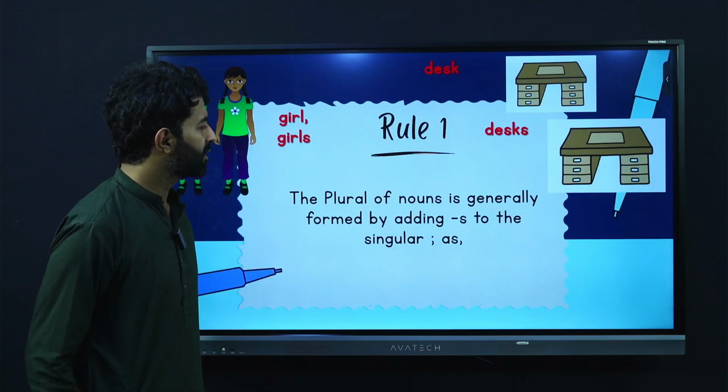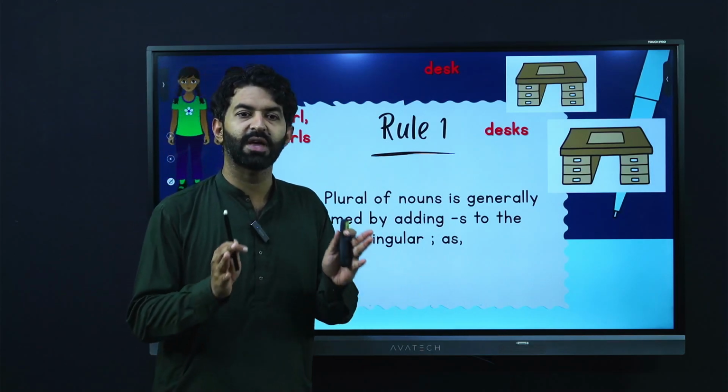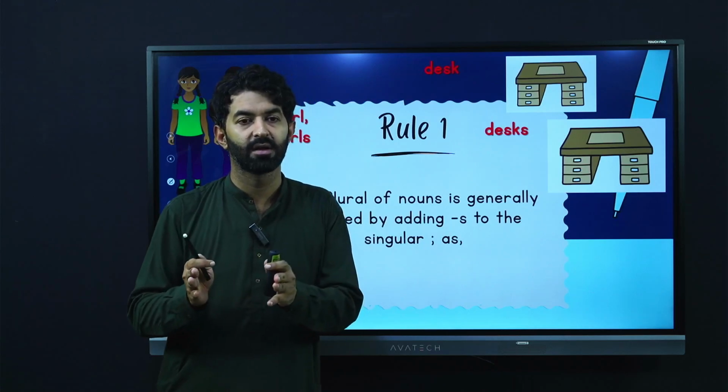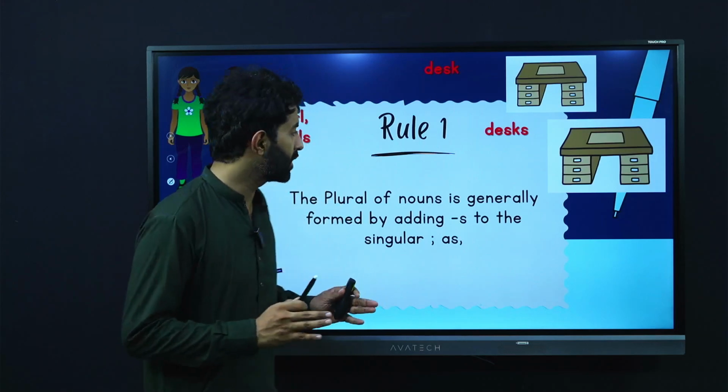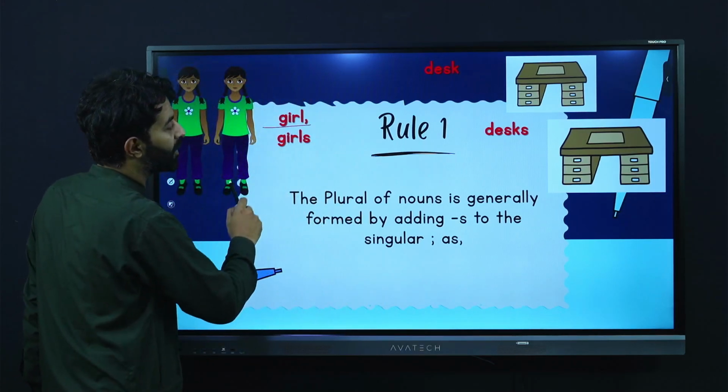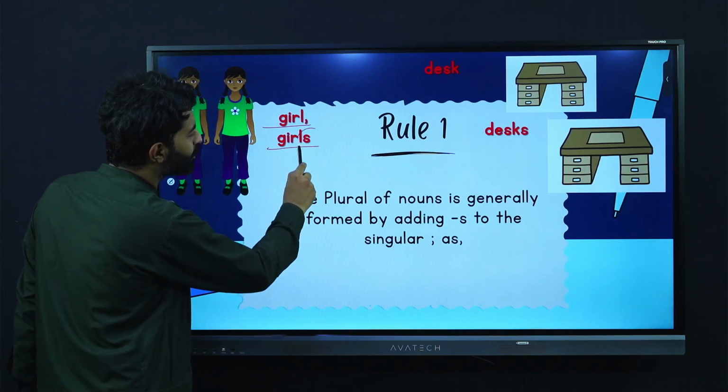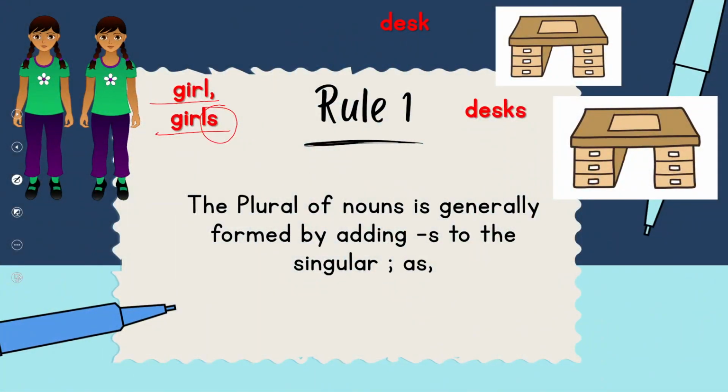Rule number 1 is very simple. You just add s at the end of the last letter of the word. Girl will become girls just by adding s. So this is your rule number 1.